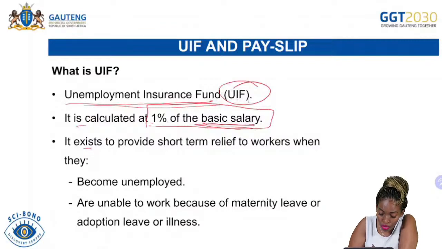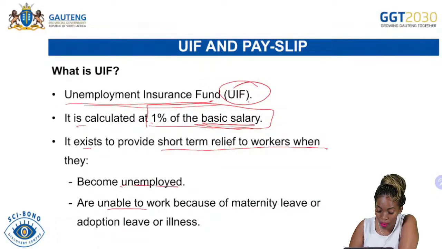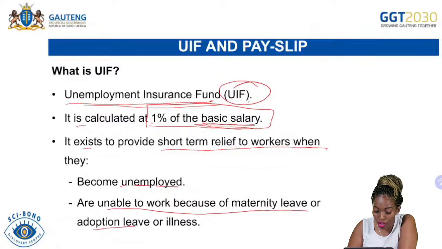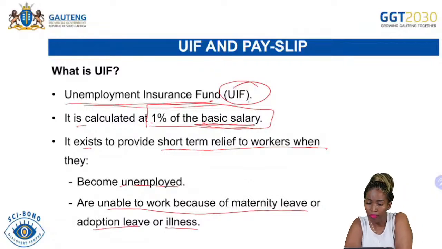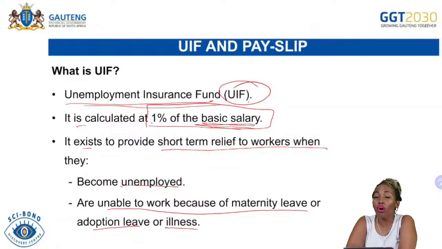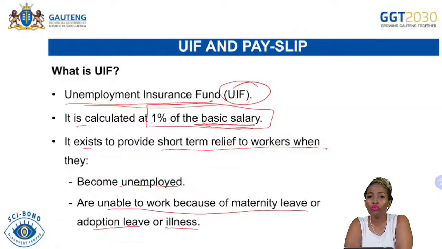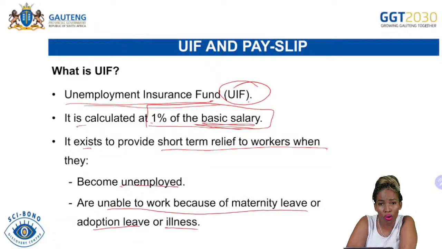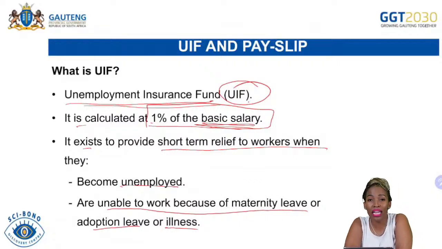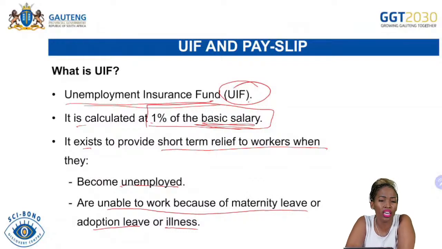So what is the purpose of UIF? It exists to provide short-term relief to workers when they become unemployed, or when they are unable to work because of maternity leave, adoption leave, or illness. The one example that I think all of us can relate to: remember in 2020, the whole country went into lockdown due to the COVID-19 pandemic. So most of the people that were working for private companies like your KFC, your Jet Clothing, all those stores, they had to be closed because the country was on lockdown.